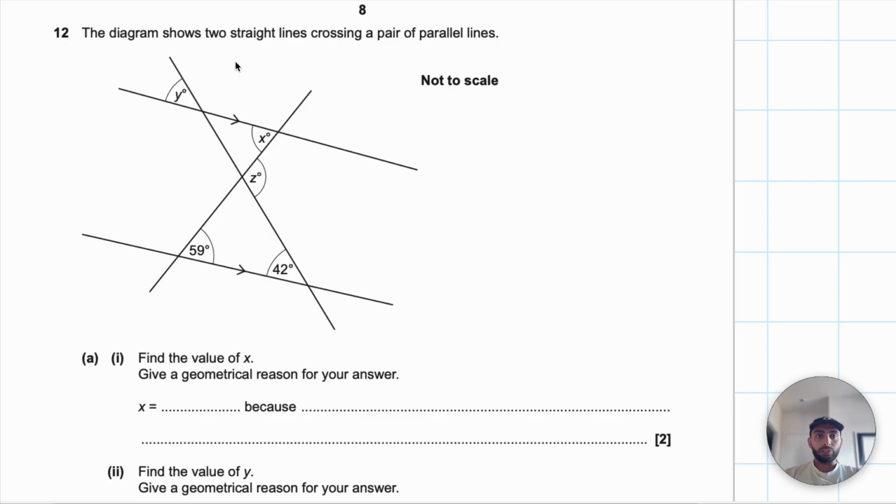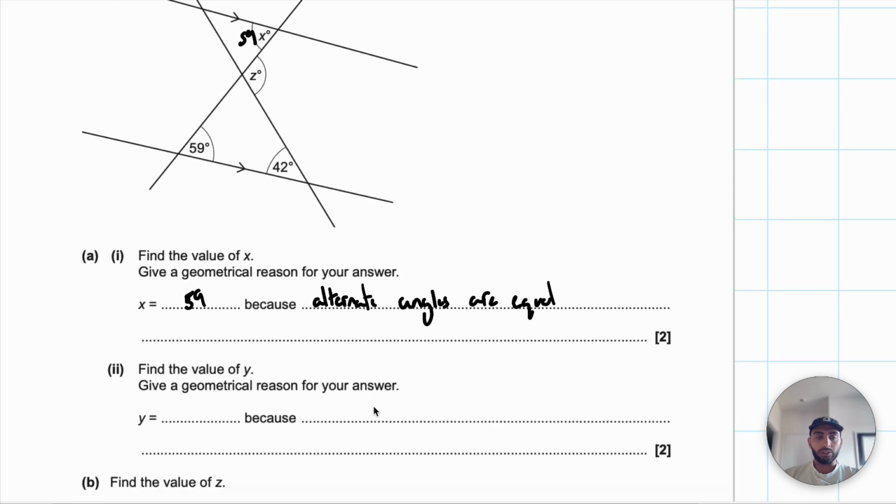Question 12. The diagram shows two straight lines crossing a pair of parallel lines. Part A, find the value of x. So this is parallel to this line, and I can see I've got a Z shape being formed there. That angle is 59, and that angle will also be 59. And the reason for that is because they're alternate to each other. So that x is 59, and I'll put that on there, because alternate angles are equal. So the Z shape is for alternate.